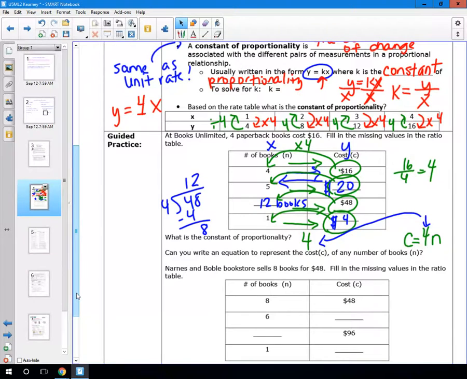Now what I want you to do is take a moment and try to do the next example on your own. You may check the answer key or check with Miss Kearney when you move to her station. Thanks, guys. Good luck.